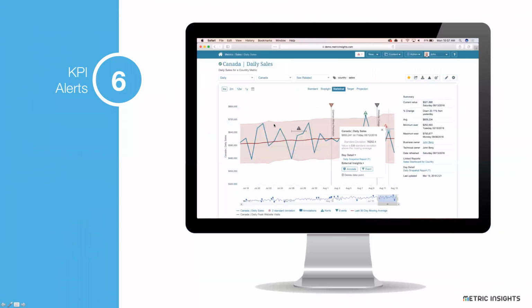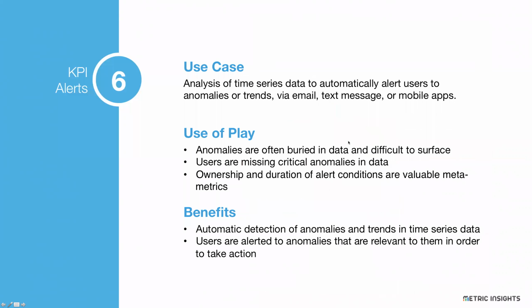So the final play is number 6, which is our KPI alerting. It's probably very familiar to people who have looked at Metric Insights before, but every business is running on, often, time series type metrics. But there are lots of metrics, and it's difficult to see outliers in those metrics. So users who aren't monitoring them all the time are missing critical outliers.